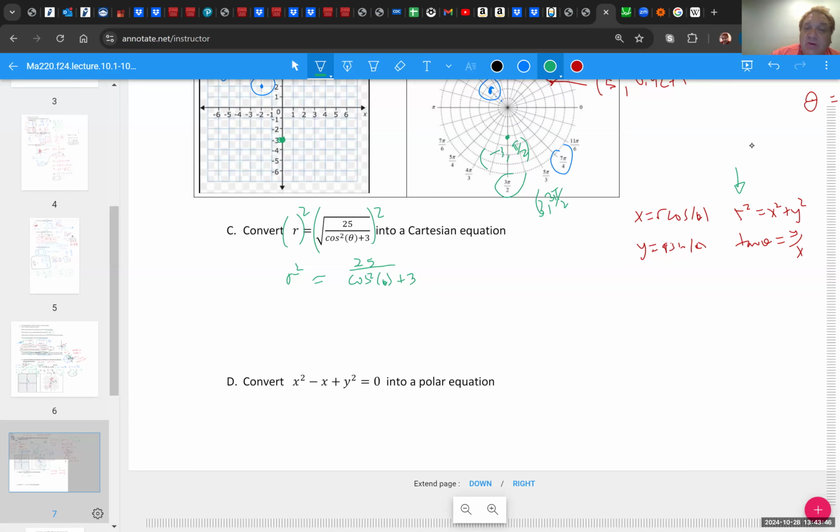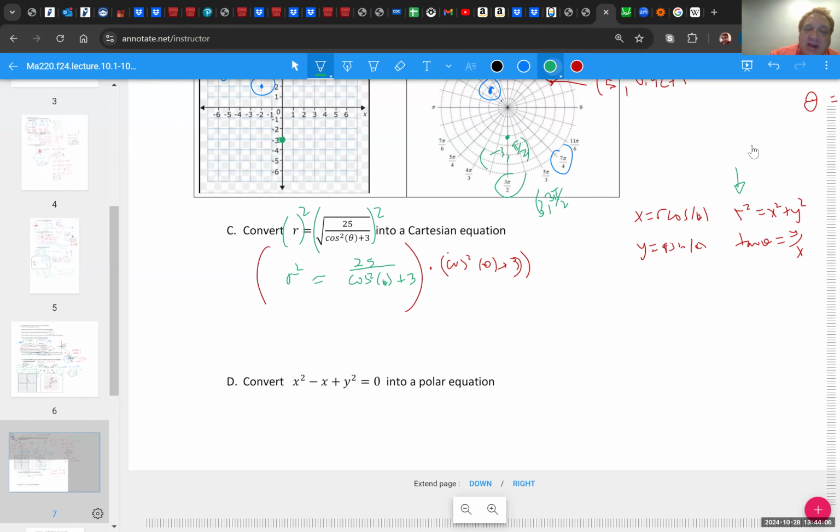Okay, so basic algebra, simplify. Let's simplify some more by getting rid of the fraction. So I can just multiply by this cosine squared plus 3 on both sides. I'm going to multiply it on the right side and the left side. I'm just going to do this times the whole thing.